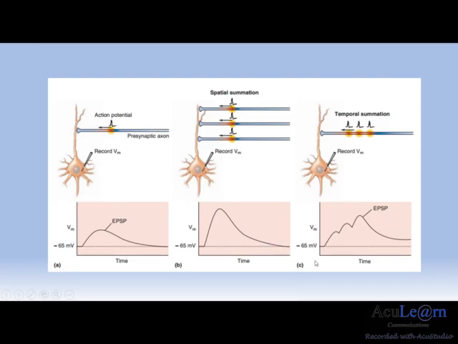In C, temporal summation is shown where the presynaptic axon fires several rapid action potentials quickly, resulting in EPSPs that add up together as they are being triggered.